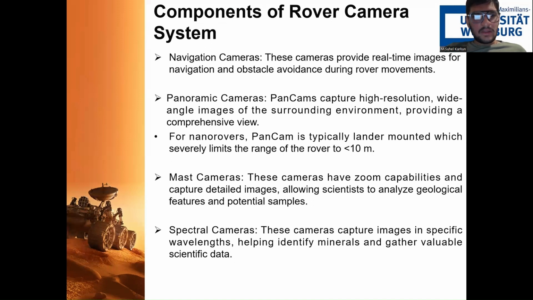First, let's start with the navigation camera. These cameras provide real-time images for navigation and obstacle avoidance during rover movements. Then the panoramic camera. The Pancam captures high-resolution, wide-angle images of the surrounding environment, providing a comprehensive view. For nano rovers, the Pancam is typically mounted with several limits. The range of the rover should be less than 10 meters.